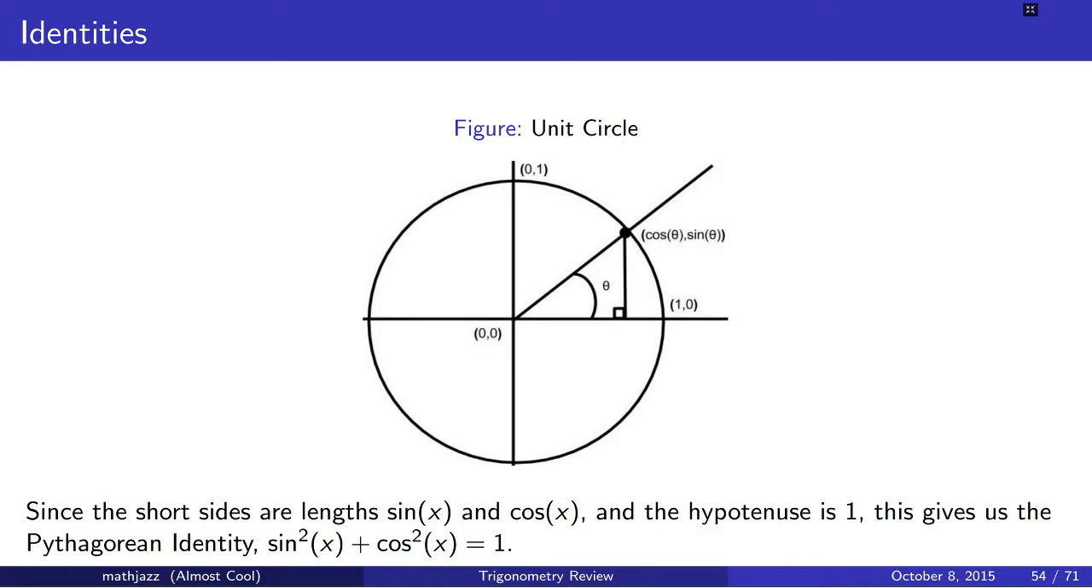But the unit circle is the circle centered at the origin with a radius of 1, so that means cosine squared plus sine squared equals 1 squared, but 1 squared is 1, so that gives us the Pythagorean identity. Sine squared x plus cosine squared x equals 1.